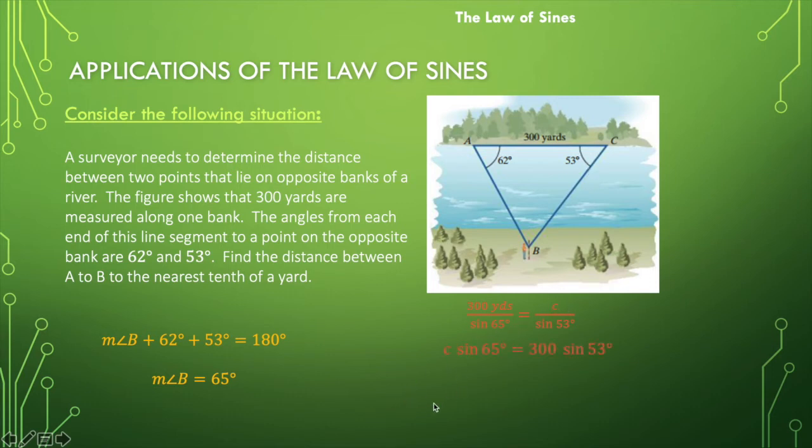C times sine of 65 degrees is equal to 300 times the sine of 53 degrees. Divide out the sine of 65 degrees and you will have isolated C, and the equivalent expression is 300 times the sine of 53 degrees divided by the sine of 65 degrees. And if I crunch that in a calculator, I end up with about 264.4 yards. So I can say that the distance between point A and point B is about 264.4 yards. All right, excellent. Let's do another one.